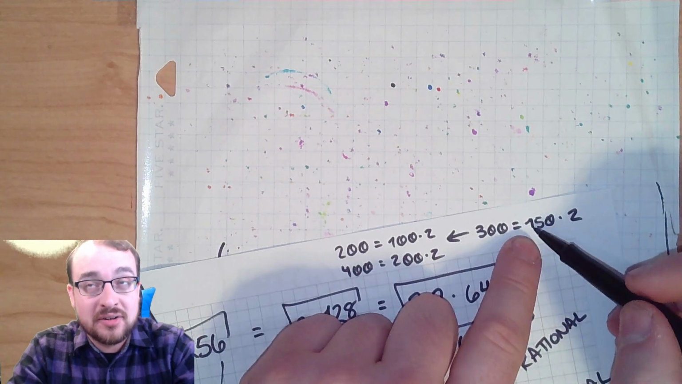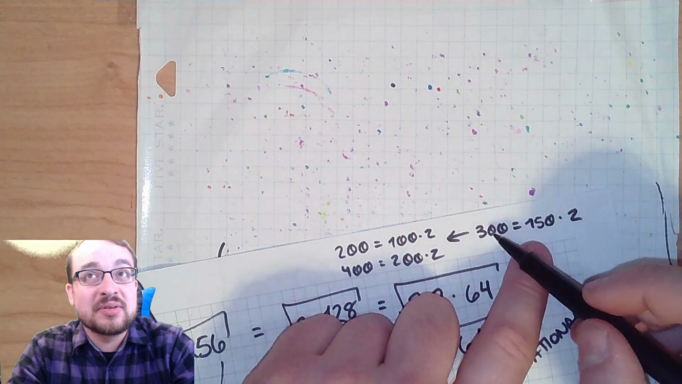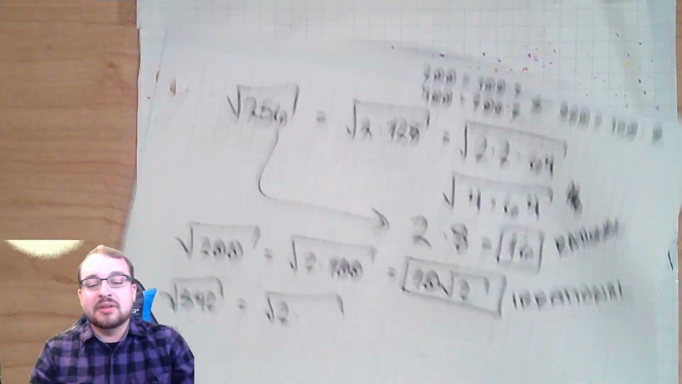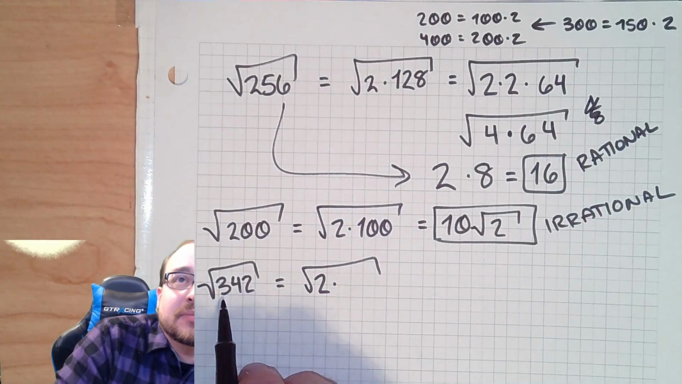2 times 100 is 200. 2 times 50 is 100. So 200 plus 100 is 300. There we go. Oh man, I made that more complicated than it had to be. So 2 times 150 gets me 300.